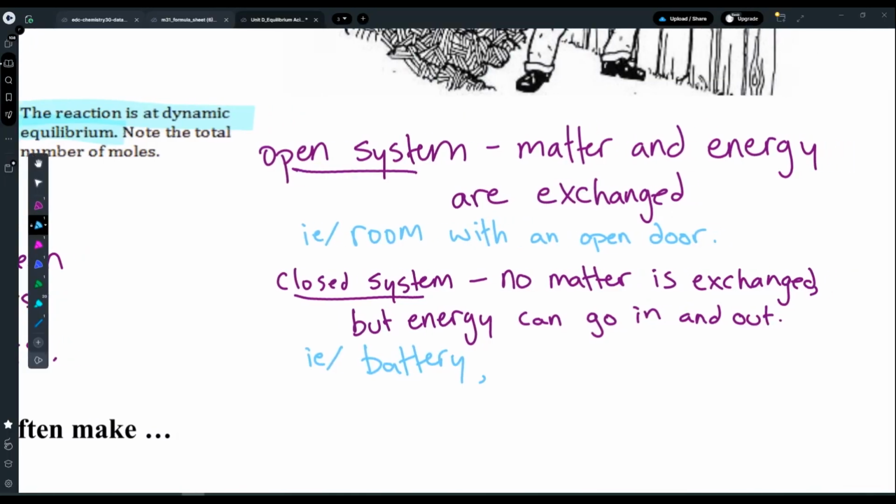So a battery, or a space heater, could be used as an example of a closed system. You can't put anything inside of a space heater. However, it can give off heat and heat up its surroundings, right? Or the surroundings could cool down the space heater once it gets turned off.